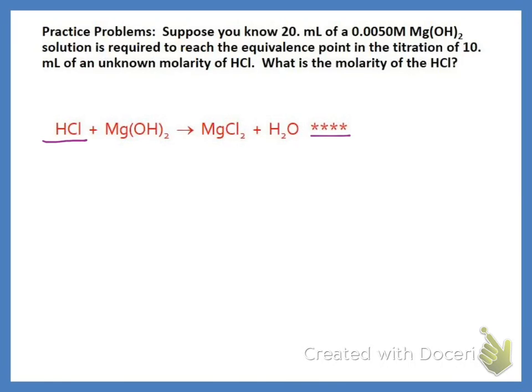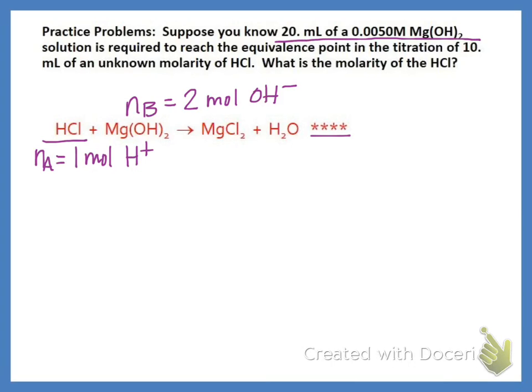So HCl has how many hydrogens in the formula? 1. So Na would be 1 mole of hydrogen. Nb, how many hydroxides do I have in the base? 2. So that would be 2 moles of hydroxide. So now we go and read our problem. I know that I have 20 milliliters of magnesium hydroxide at that molarity. So that would be my titrant.